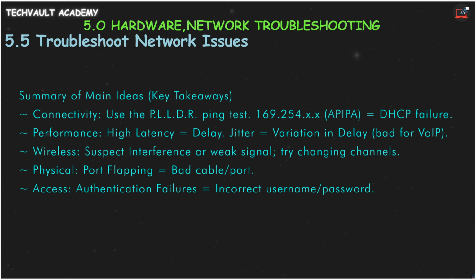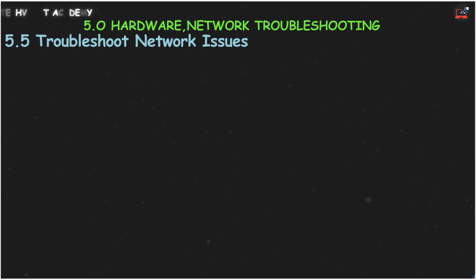For performance issues, know that high latency is delay, and jitter is the variation in delay, which especially harms VoIP and video. For wireless problems, suspect interference or weak signal strength. Try changing channels. And for physical issues, port flapping points to a bad cable or switch port, while authentication failures are about permissions and passwords. That's your rapid review of network troubleshooting.